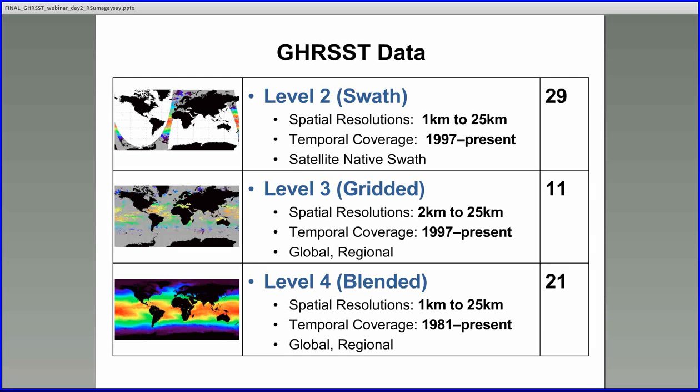The level 3 gridded data sets, either global or regional, there are 11 of these data sets that have spatial resolution ranging from 2 kilometer to 25 kilometer and temporal range as early as 1997 to the present. The temporal range will soon extend out to 1981 when Pathfinder GHRSST becomes available. The level 4 gridded blended data sets, either global or regional, we have 21 of these data sets that have spatial resolutions ranging from 1 kilometer to 25 kilometer and temporal range coverages from 1981 to the present.